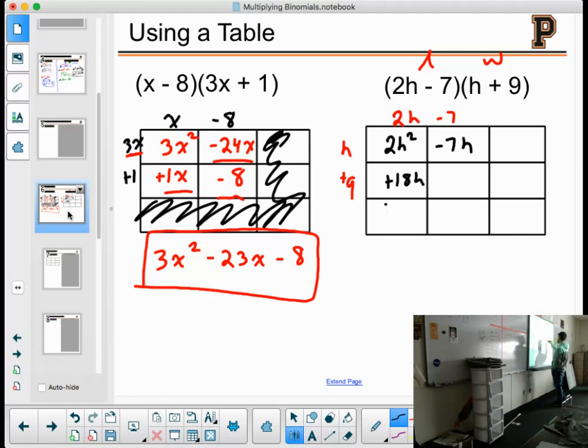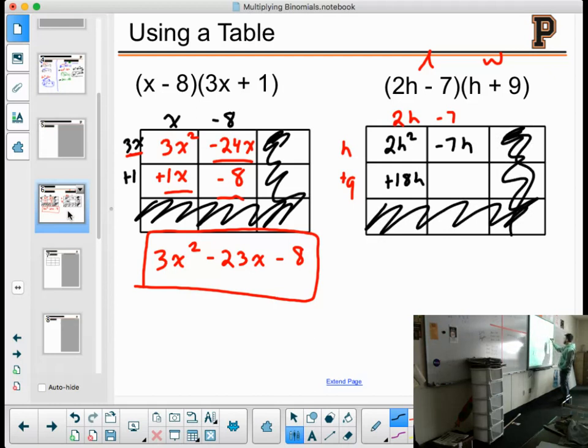You guys can see we're just essentially filling in the box. We're ignoring these ones, don't need them. 9 times negative 7 is minus 63. I think these two terms will combine because they're alike. Again, same variable parts raised to the same power. Our final product then is 2h to the second. Let's see, 7 less than 18h, that's plus 11h, and minus 63.